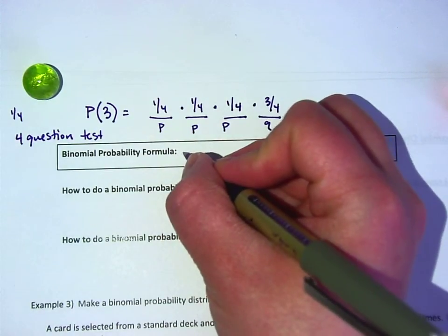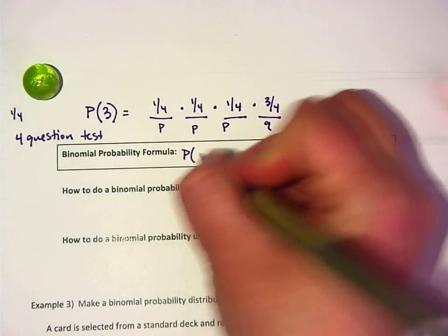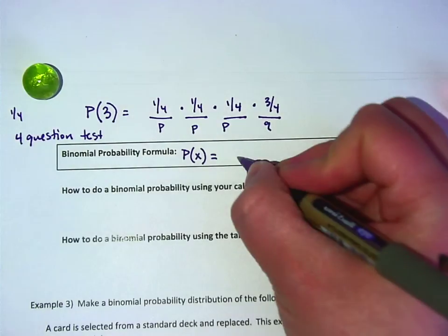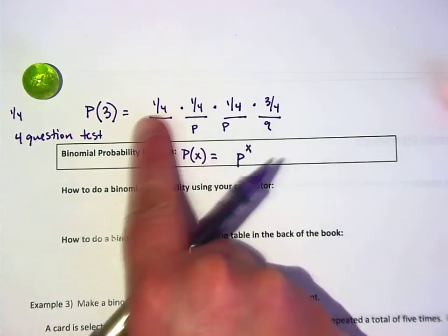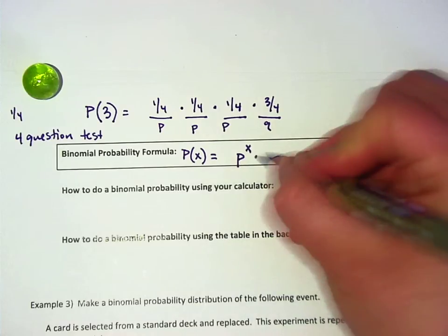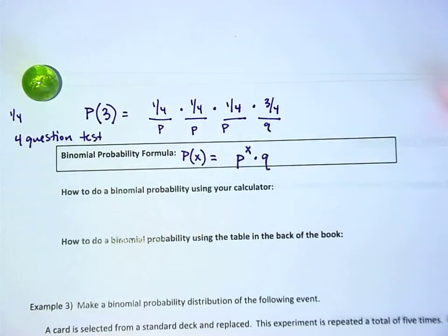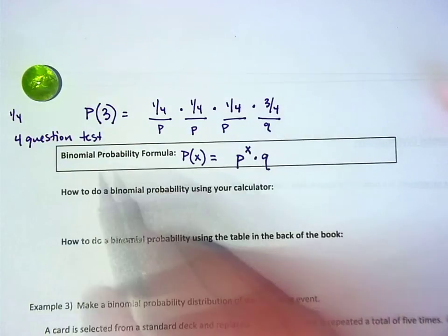This is the probability of X equals, we start with p to the number of successes we want. So like here, it'd be 1/4 to the 3rd power because we want 3 successes, right? And then times q to the what? If I want 3 successes, how do I know how many failures I want? 1. Well, in this case, it's 1. But is it always 1? No, because this could be 2 or something.